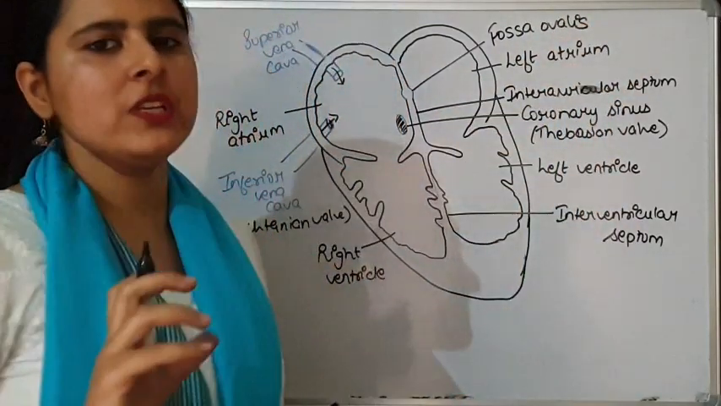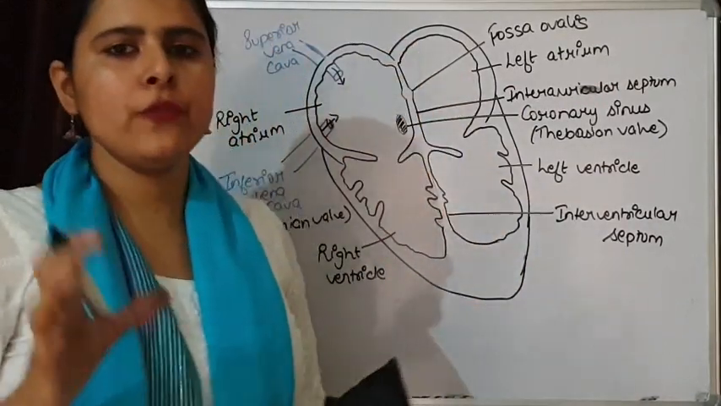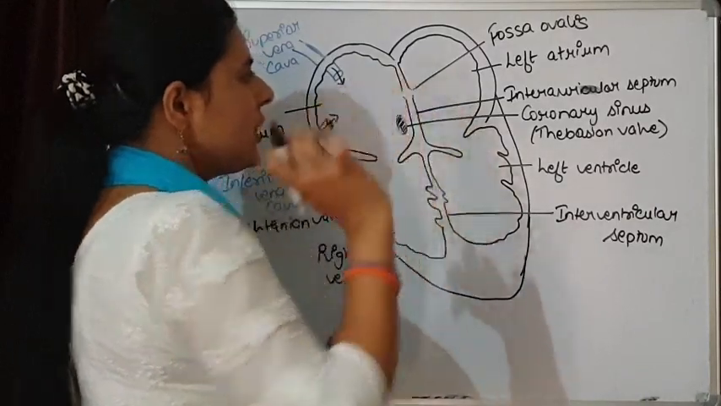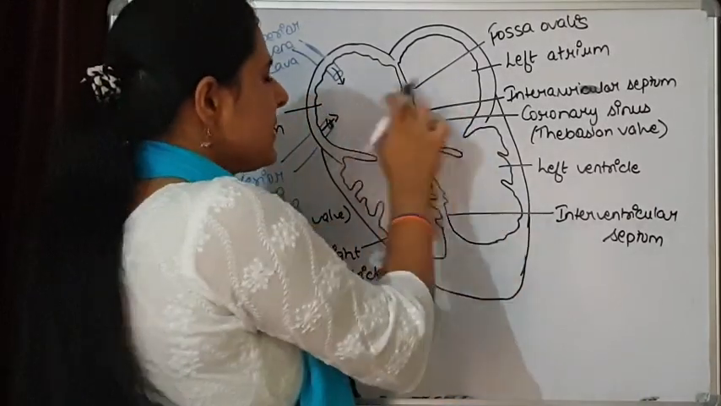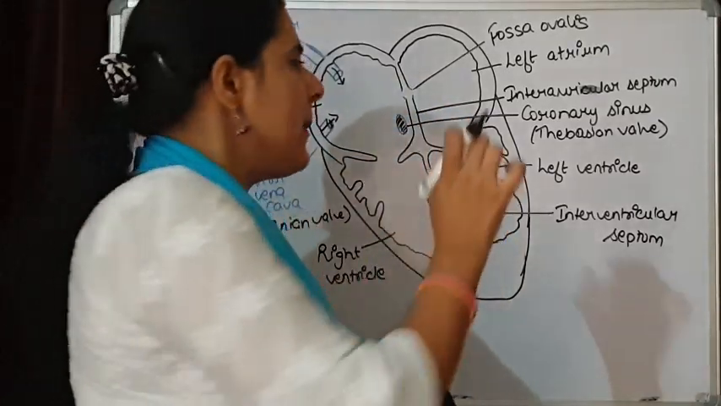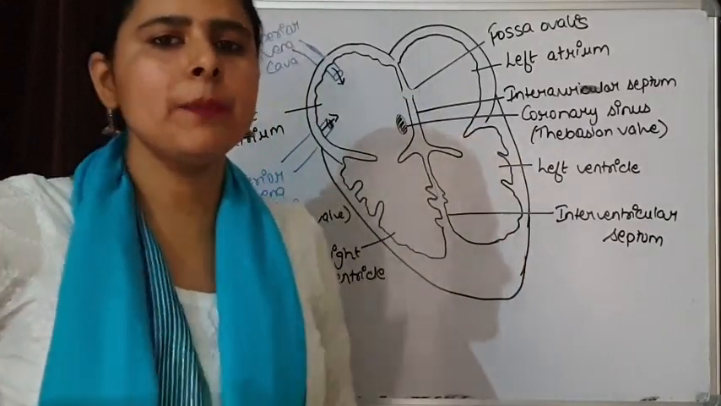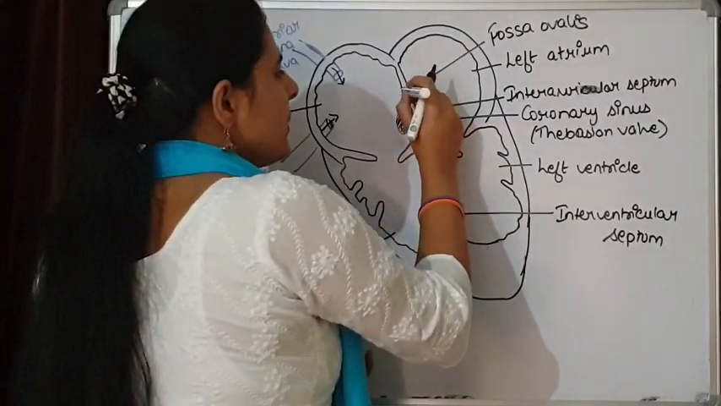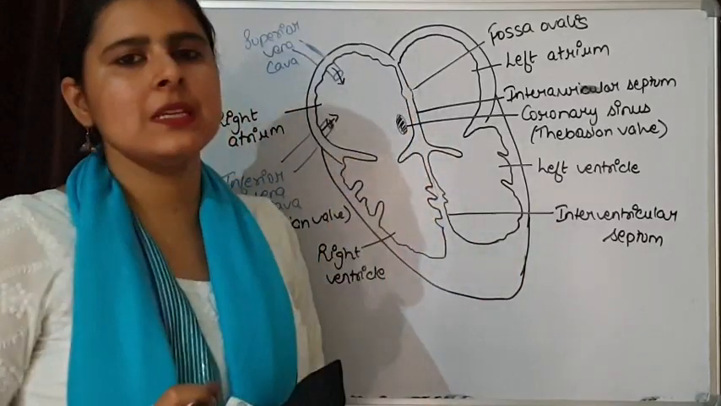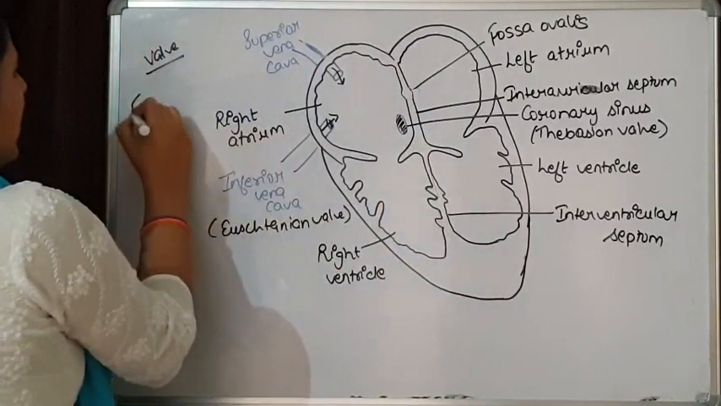Why is this depression present over here? During the embryonic stage, when a fetus is in the embryonic stage, this pathway is generally open. It means some mixing of oxygenated and deoxygenated blood is going to occur in the embryonic stage. But in the later development stages, this is going to be closed. And the opening that is present in the fetus over here is known as foramen ovale.